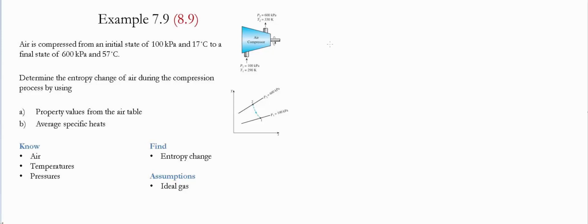In order to calculate the change of entropy using the values from the air table, we're going to use the following equation. S2 minus S1, the entropy change, is equal to S2 degree minus S1 degree. These values correspond to the temperature-based entropy, or the normalized entropy based on temperature, minus the constant for air and the natural log of the ratios of the pressures, pressure 2 divided by pressure 1.